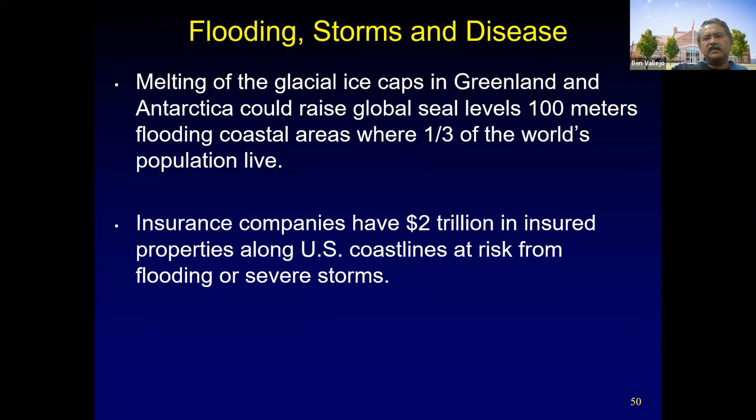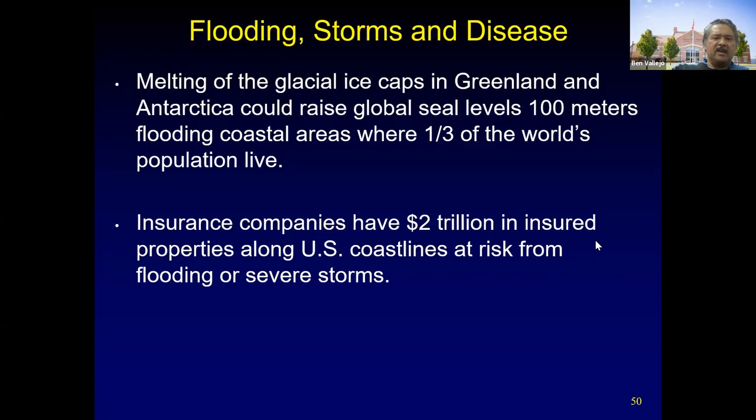Flooding, storms, and disease. Look at this. 100 meters, flooding coastal areas where a third of the world's population live. If you think of the United States, where's everyone live and where's everyone want to live? Well, they want to live by some ocean. If it's oceanfront or waterfront property, a third of the world's population lives there. Okay.